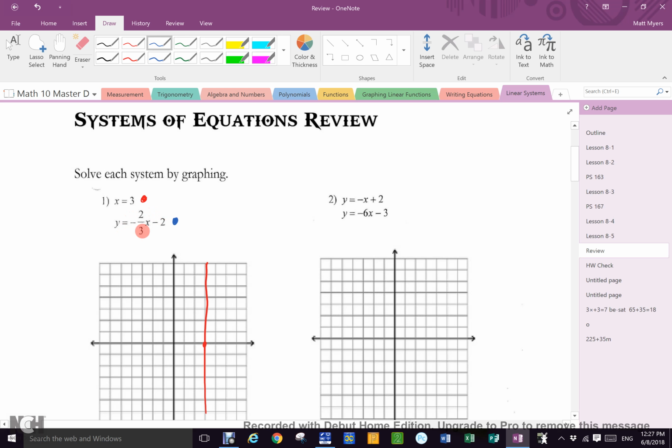Is that in a form we can graph? Yes, it's in slope-intercept form. So I go to -2 and I do a slope of -2/3. Down 2 for the negative part, right 3 for the positive part. There's the intersection. Good line, Myers. 3, 1, 2, 3, 4. 3, -4. That is one mark.